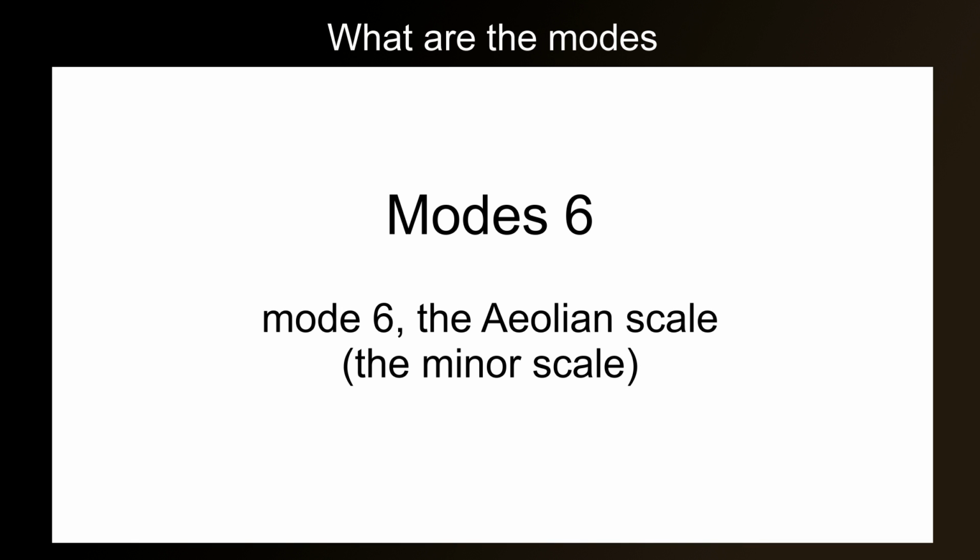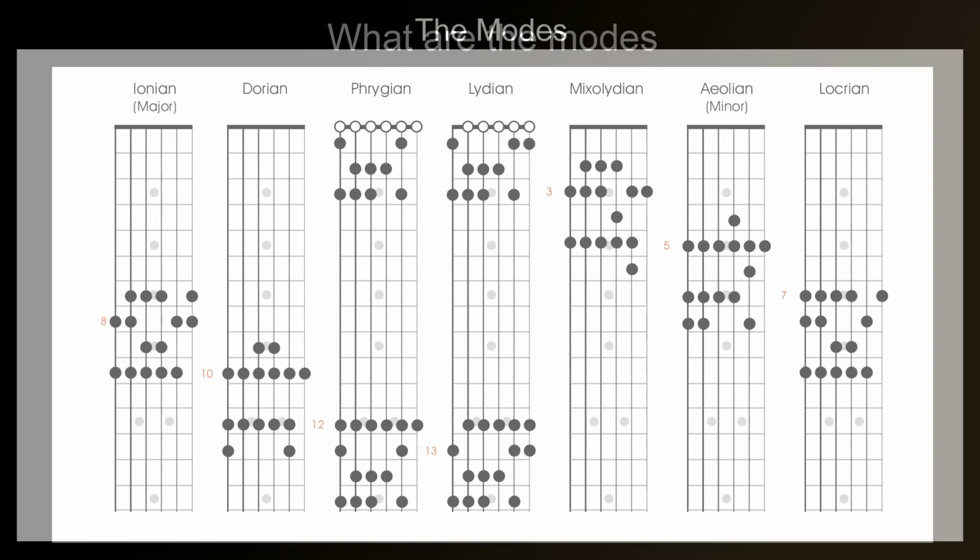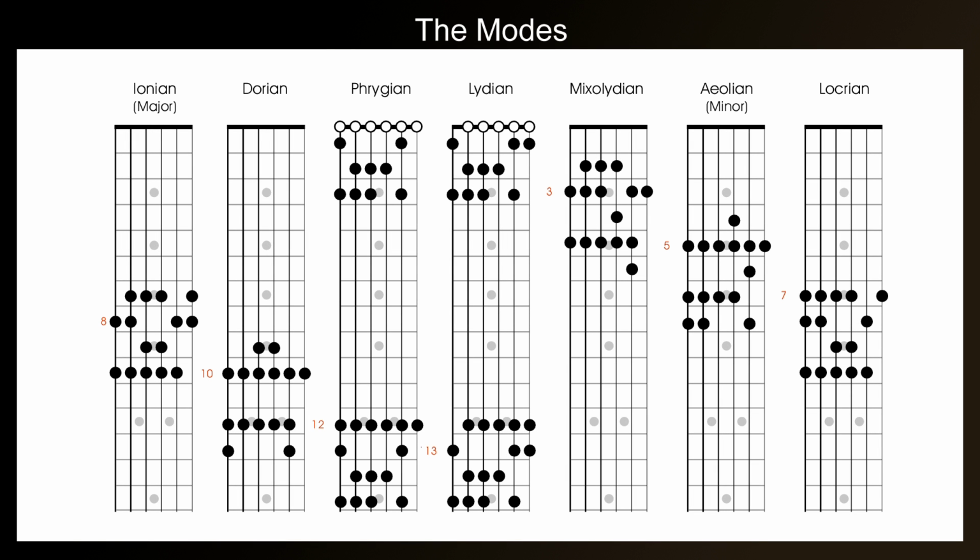Mode 6, the Aeolian scale. This is the sixth scale of the 7 that make up the modal scales, so you've nearly reached completion of all the scales. However, you'll probably find you have to return to them again and again for a while before you can memorize them all completely.